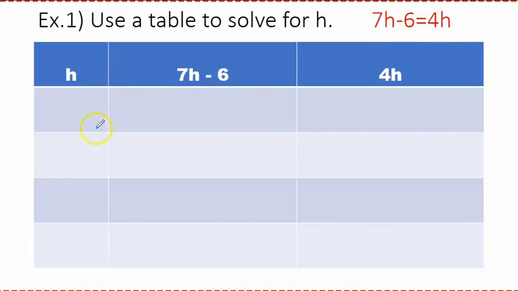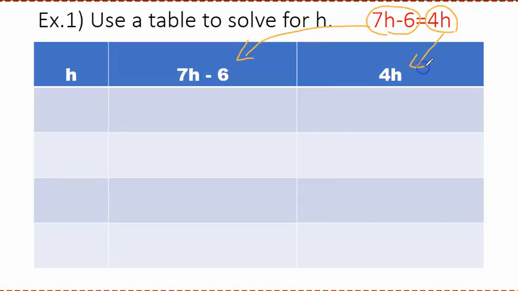So you make a table like this, a 3-column table. Put your variable in one column, then put one side of the equation, like the left side, in another column, and the right side of the equation in the last column. Our goal here is to find when the right side and the left side are equal, when we get the same value after we solve them.